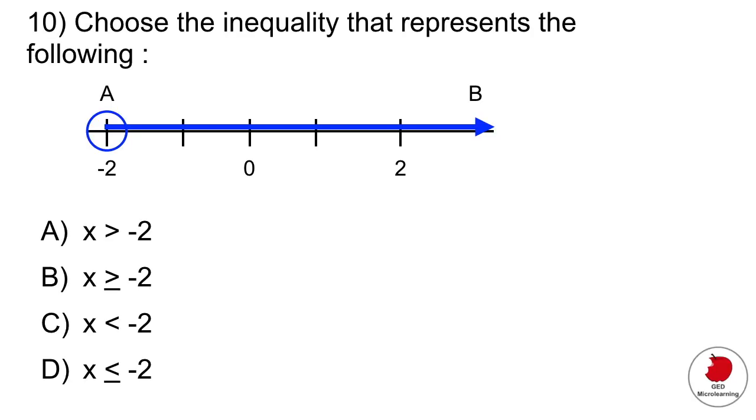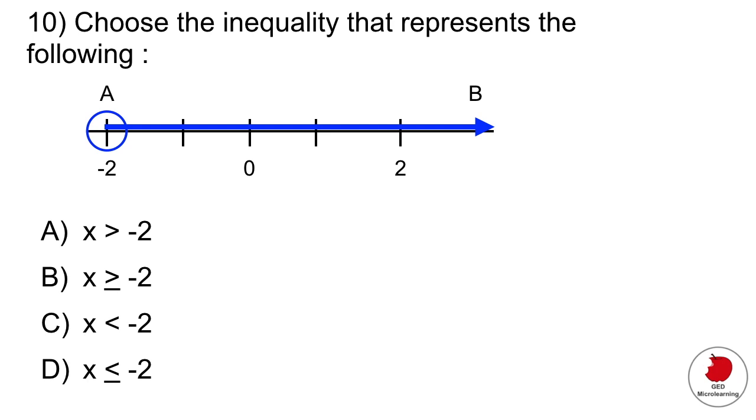Okay, question 10. Question 10 combines number lines and inequalities. It says, choose the inequality that represents the following. Here you have a situation where you have this arrow, which is pointing towards the right, which means it's greater than, right?